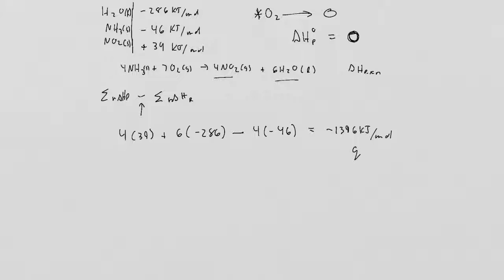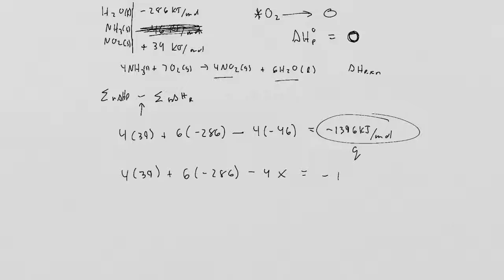The other thing you want to recognize is they could have you solve for something. So let's say they didn't give you this number here, but they did give you this number. Well, you can see how this can be a really simple algebra thing. So you go 4 times 39 plus 6 times negative 286 minus 4 times x, basically, and you solve for x, and you get negative 1396.